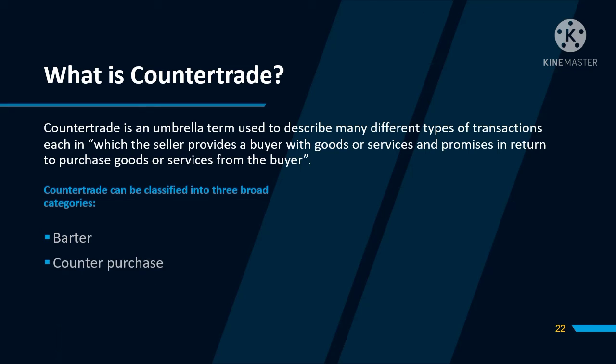Counter purchase. Unlike bartering, it is an agreement between two persons or companies to buy goods or services from each other, usually at different times. For example, Company A may buy goods from Company B in March and then sell different goods to Company B in April. Counter purchases are made for the mutual benefit of both companies.